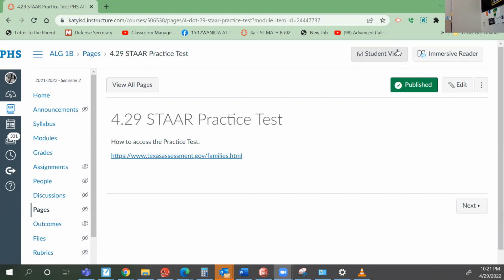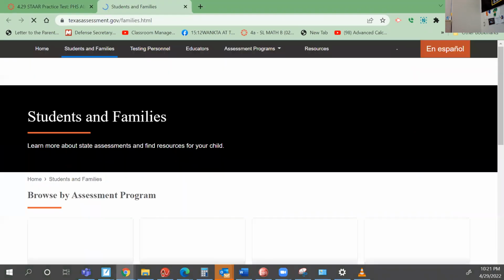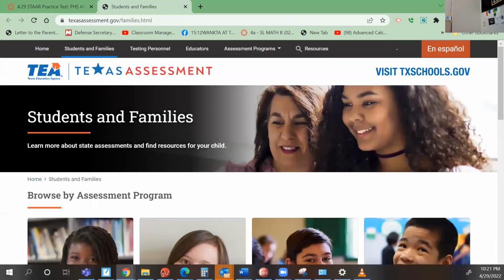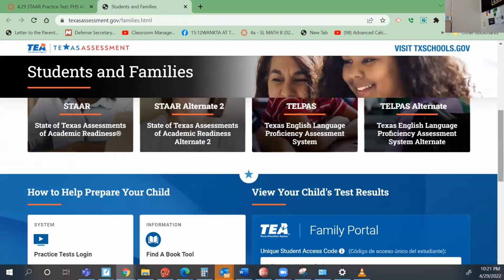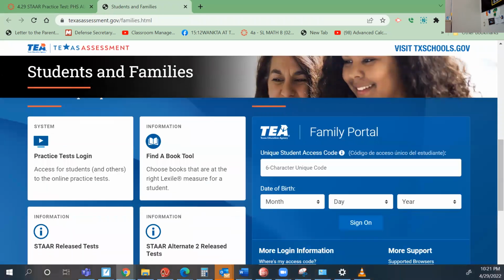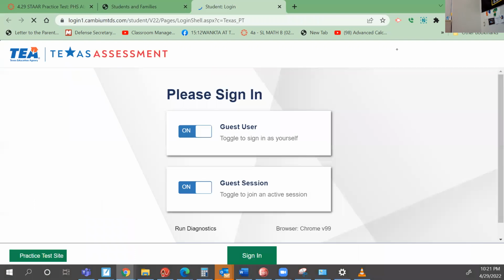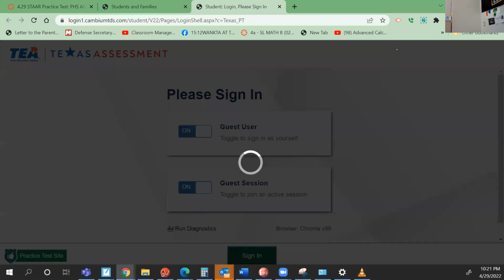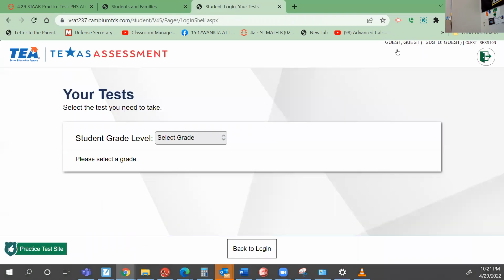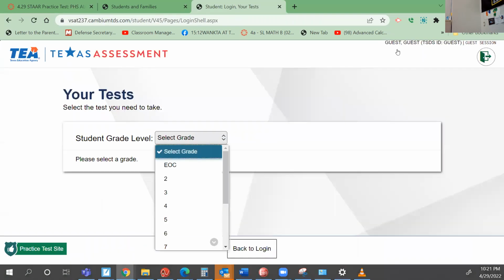429 module on the Canvas. Click on the link, and you're going to come to this page right here. Scroll down to the bottom and hit practice test login. And from here, don't mess with the guest user and guest session. Just hit sign in. And of course, select the grade level, which is 9.